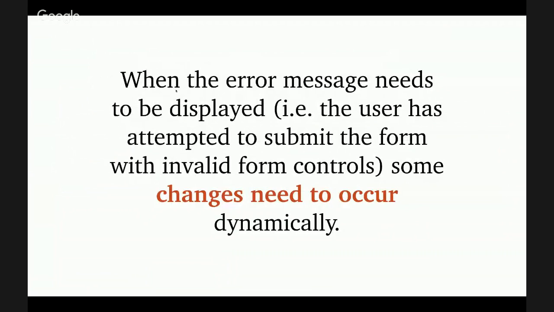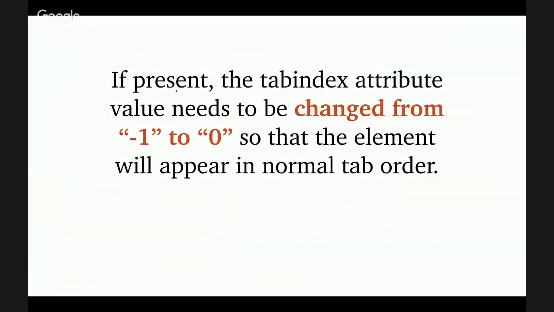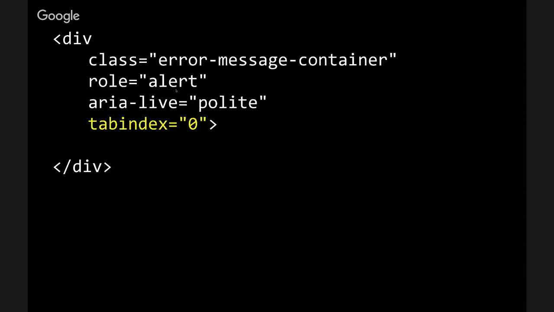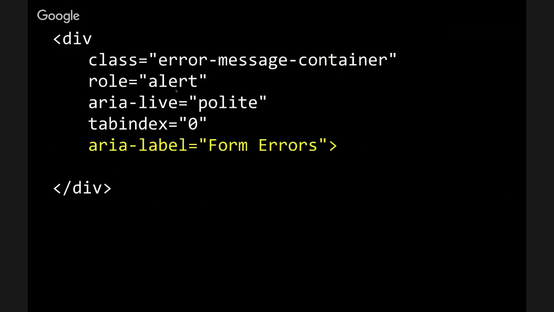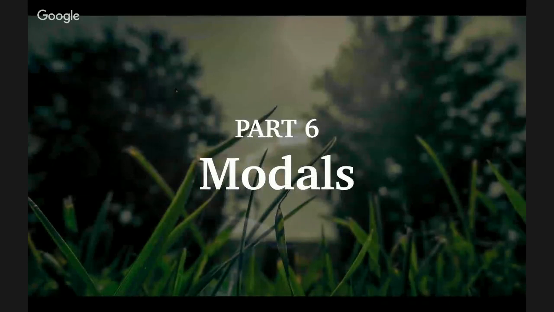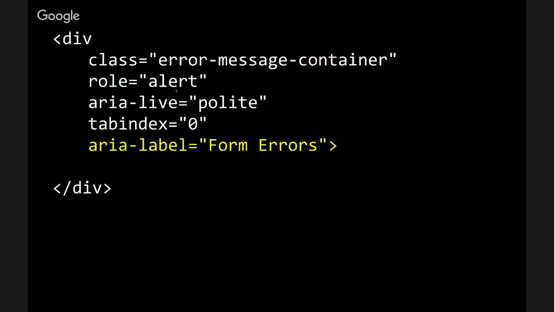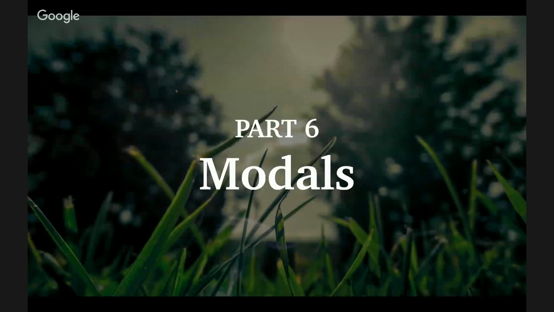Now when the error message appears, we need to change a bunch of things dynamically. And the first thing we need to do is to change the tab index from -1 to 0. And now it'll appear in normal tab order. So you can see tab index has changed to 0. The container can be given a label so it's announced to screen readers. So we can set it with an ARIA label and set it to form errors. So there's a quick indication of how you can make your form messages a lot more elegant and hopefully better for screen reader users. Now I want to talk about modals.